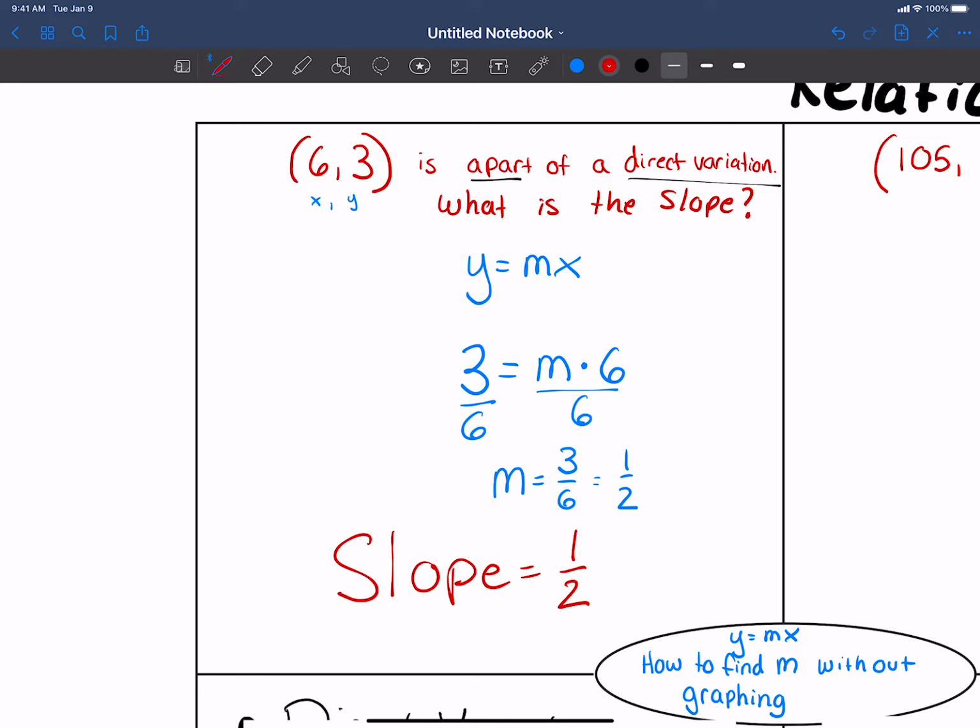Now guys, remember, the next thing is, tell me who's y and who's x. x is the first one, y is the second one. And now plug them in. My equation should look like this: 15 equals m times 105. How do I get m by itself? By dividing by 105. And then you get 15 over 105. Can I reduce that? Yeah.